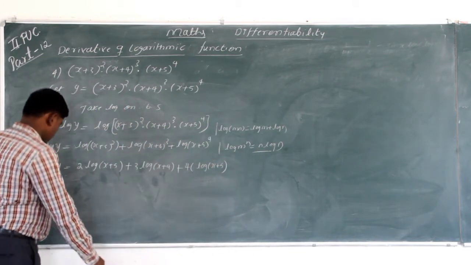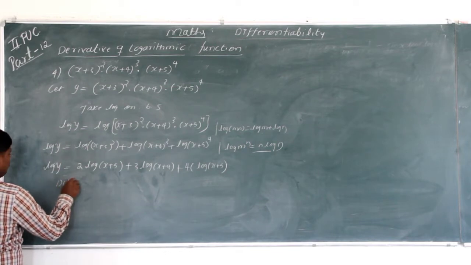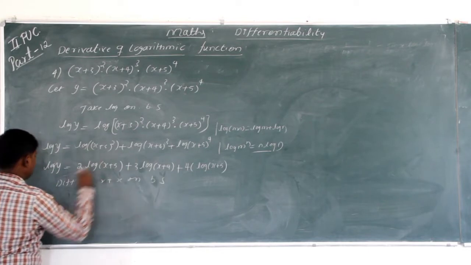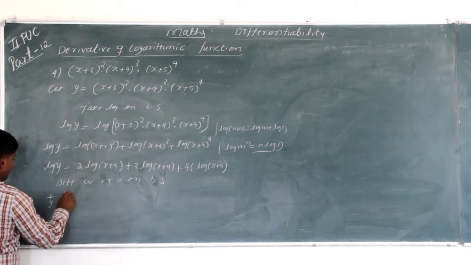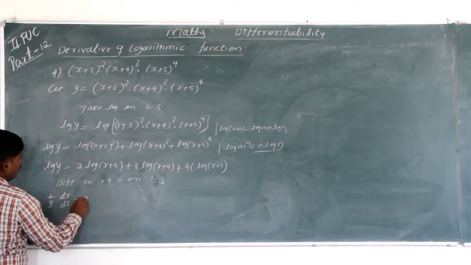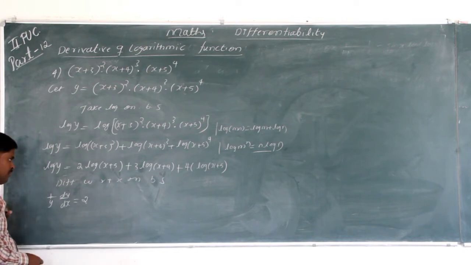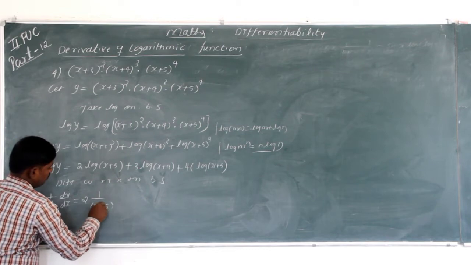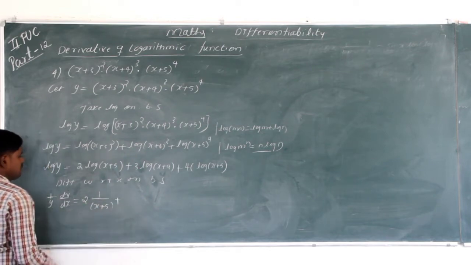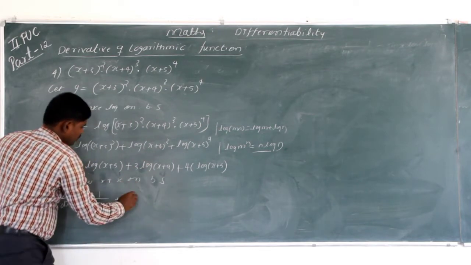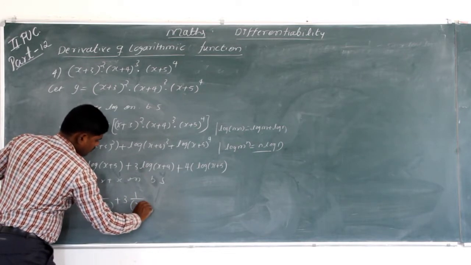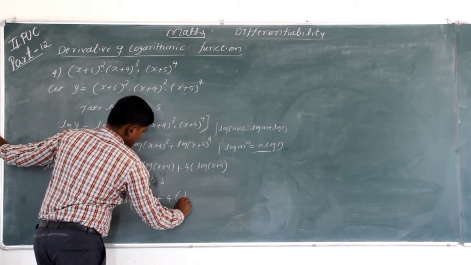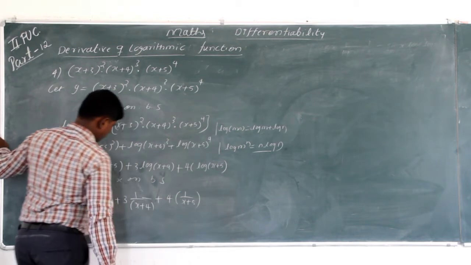So now we are going to differentiate. Differentiate with respect to x on both sides. So that is 1 by y into dy by dx, which is equal to 2 into the differentiation of log of x plus 3, that is 1 by x plus 3, plus 3 into 1 by x plus 4, plus 4 into 1 by x plus 5. So this is the derivative of the given function.